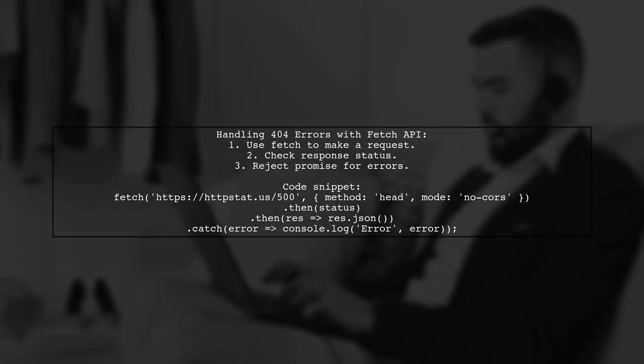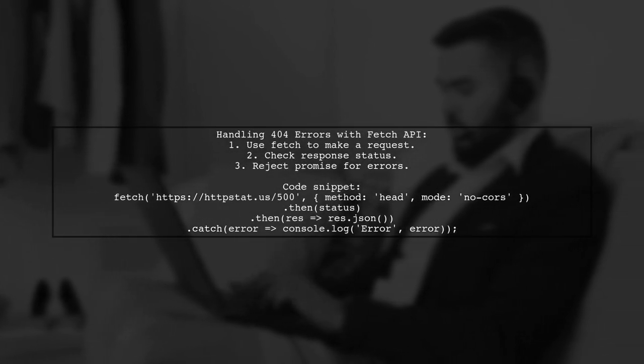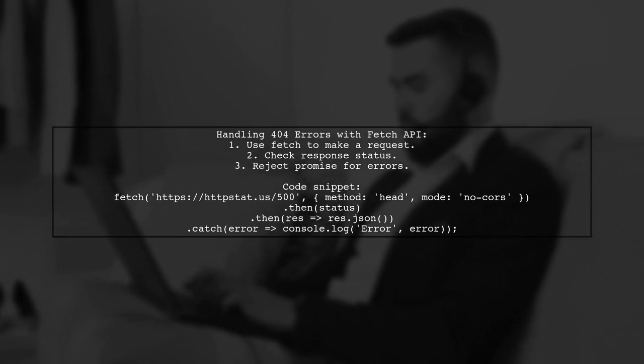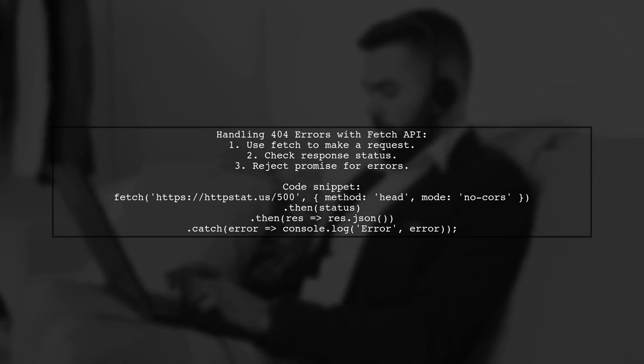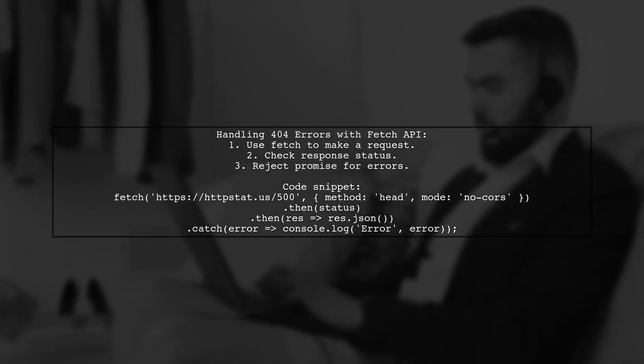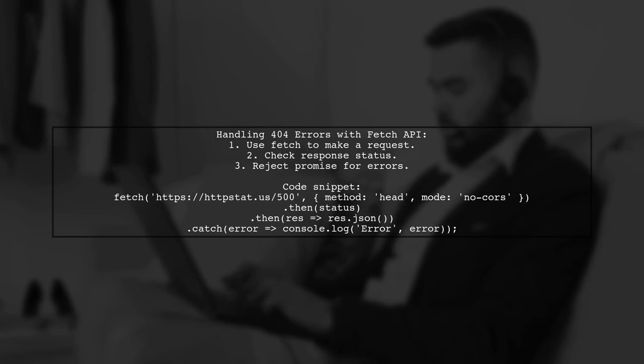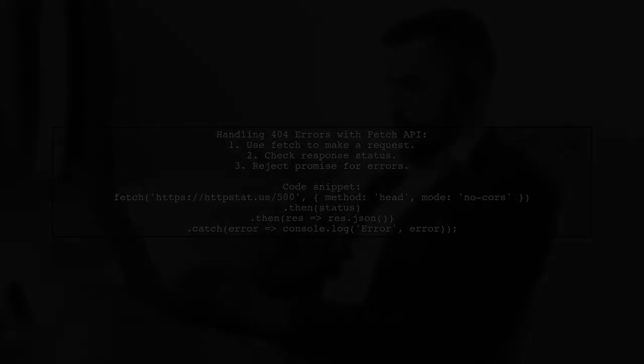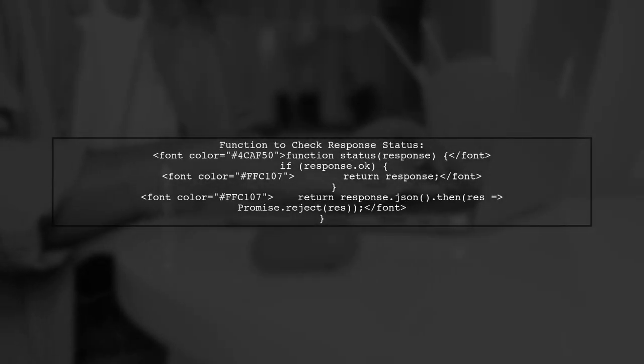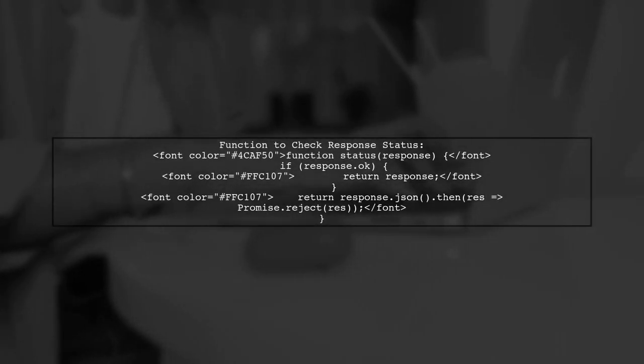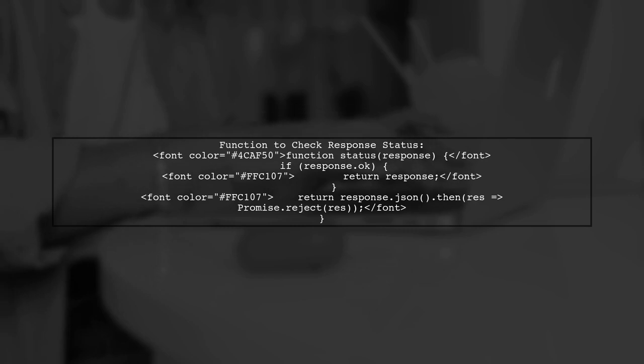Let's now look at another user-suggested answer. To handle 404 errors with the Fetch API, you can create a custom error handler. This involves using promise.reject to manage the response. In the code, the status function checks if the response is OK. If not, it converts the response to JSON and rejects the promise.